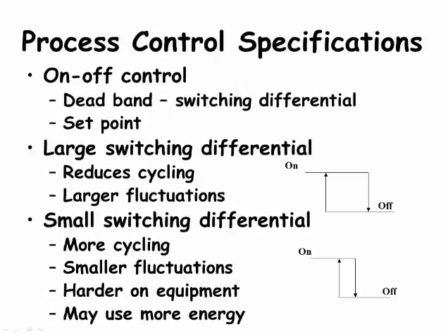If you are responsible for process control, you will need to decide what type of process control you will use. Many processes use on-off control where the user sets the set point and the switching differential, and the controlled equipment is either fully on or fully off. If you choose to use a large switching differential, you will have less cycling, but you'll have larger fluctuations in the process output value. If you choose to use a small switching differential, the equipment will cycle on and off more times, but the process output will not fluctuate as much. Excess cycling can be hard on equipment as it goes on and off.